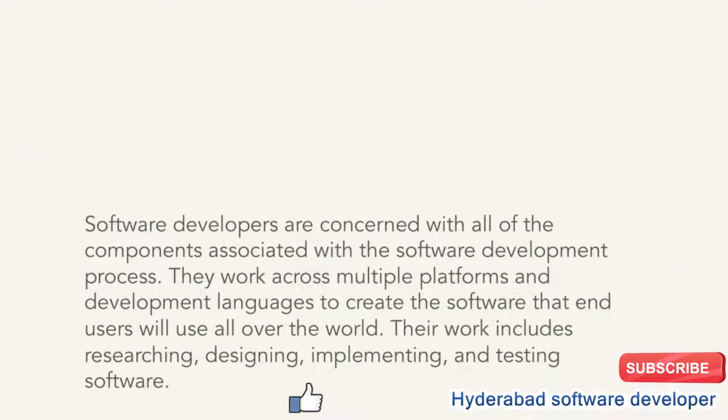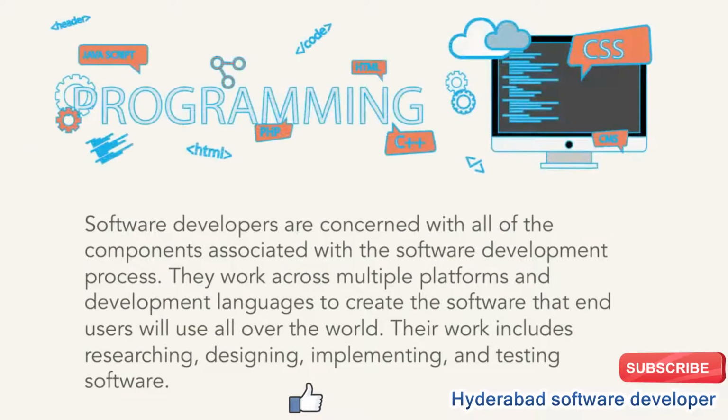So software developers are concerned with all of the different components associated with the software development process. And let me say it again, software development process, because it is a process. There's a lot to software development, and they work across multiple platforms. Software developers might work on creating code, they might work on the database, they may work on the front-end servers. They cover a lot of ground. And these are generally fairly smart folks, folks that love math and solving problems.